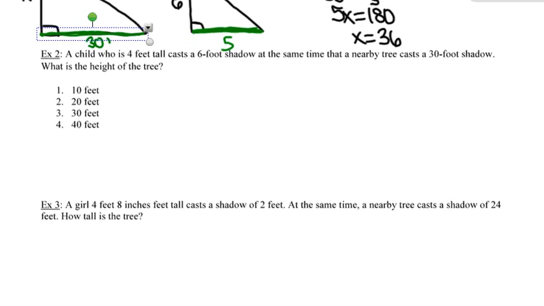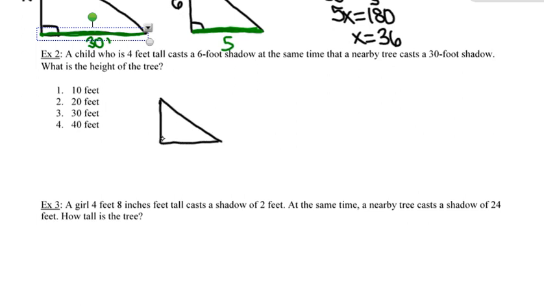Number 2 is a similar kind of question. This time we have a child 4 feet tall casting a 6-foot shadow. At the same time, we have a tree nearby casting a 30-foot shadow. Find the height of the tree. So this is exactly the same type of question, except instead of a building, we now have a tree. And instead of Paul, we now have a child.